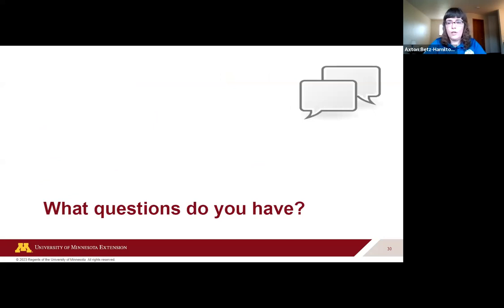And then I will open it up for questions. We have a couple questions, Axton. One is, what should we be asking about secure storage? And I asked for some clarification on that.